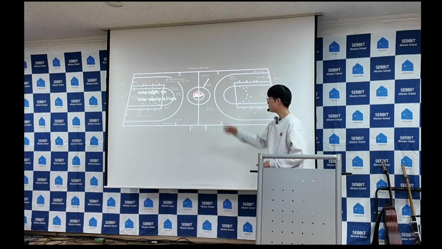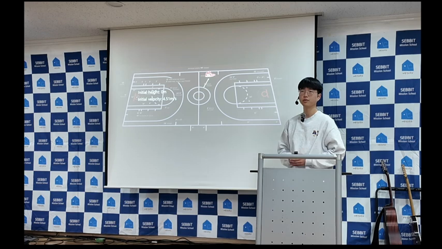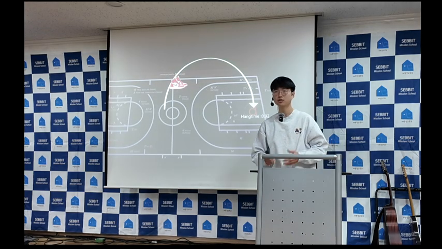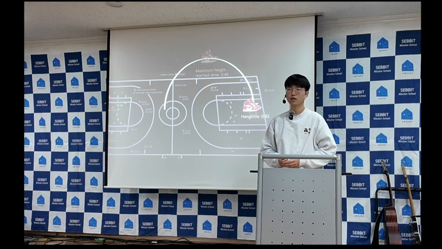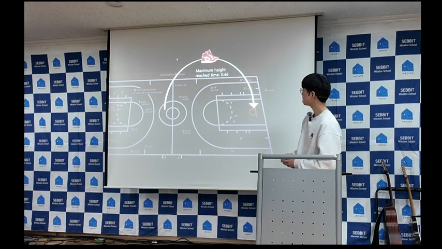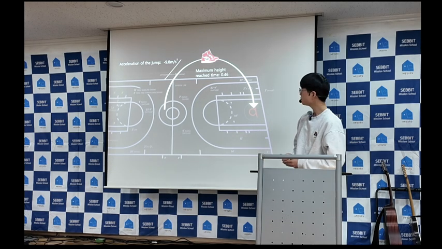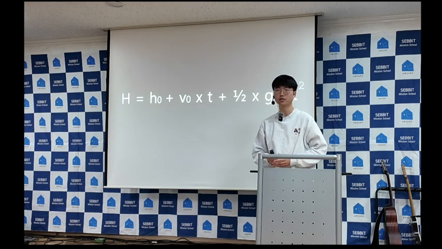His initial height would be, of course, 0 meters. The initial velocity of his jump was 4.51 meters per second. His hang time was 0.92 seconds, which means that he reached his maximum height at 0.46 seconds. The acceleration of the jump will be minus 9.8 meters per second squared. With all the clues, we can derive this equation.